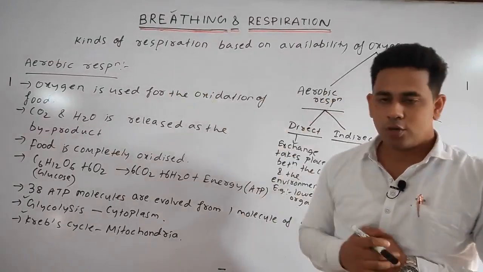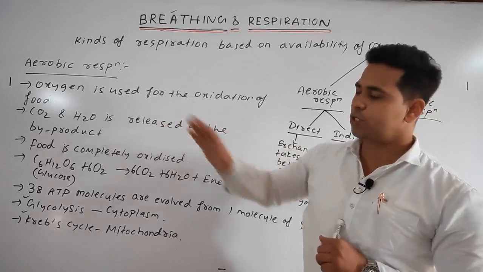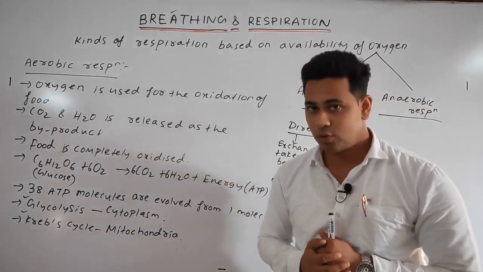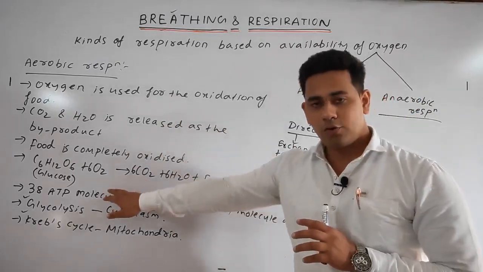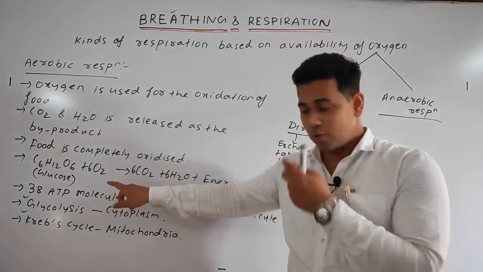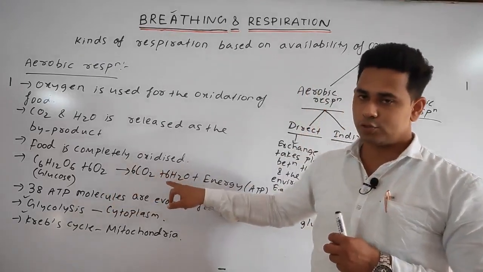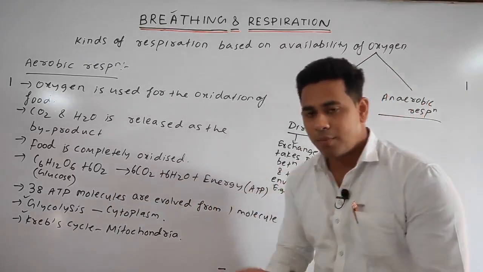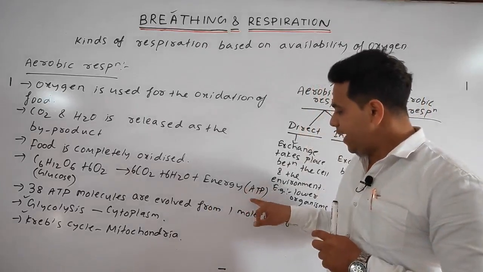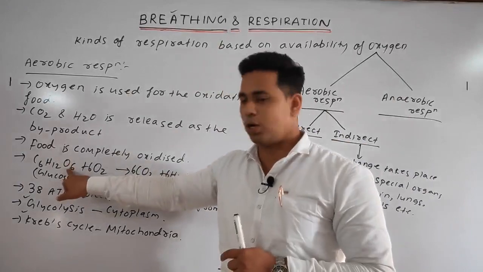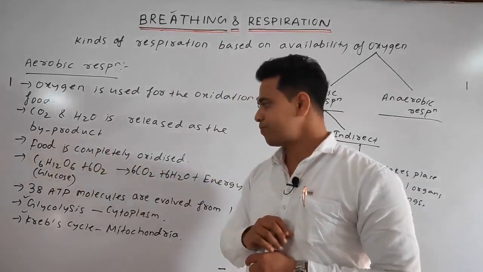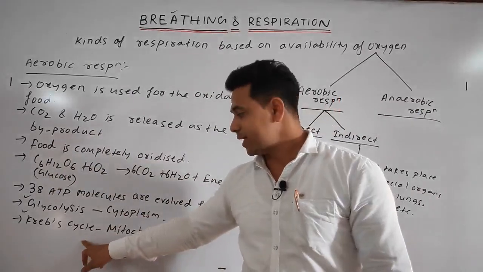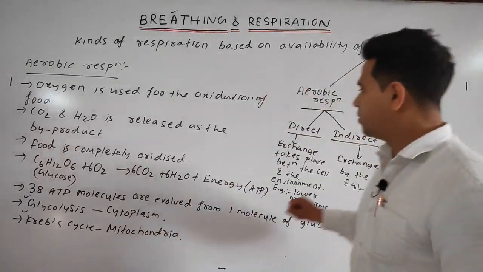Next, coming to aerobic respiration: obviously, oxygen is used for the oxidation of the food. CO2 and H2O are released as byproducts. Food is completely oxidized, a complete breakdown of the food takes place. In the equation, C6H12O6 plus O2 gives CO2 and H2O as byproducts, and energy is released as ATP molecules. How many ATP molecules are released? 38 ATP molecules are released from one glucose molecule. Glycolysis takes place inside the cytoplasm, and the Krebs cycle takes place inside the mitochondria. Okay, please note down.